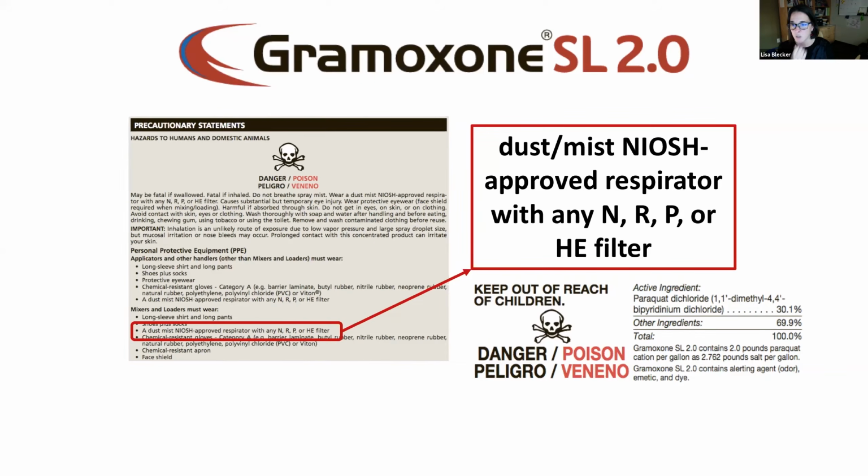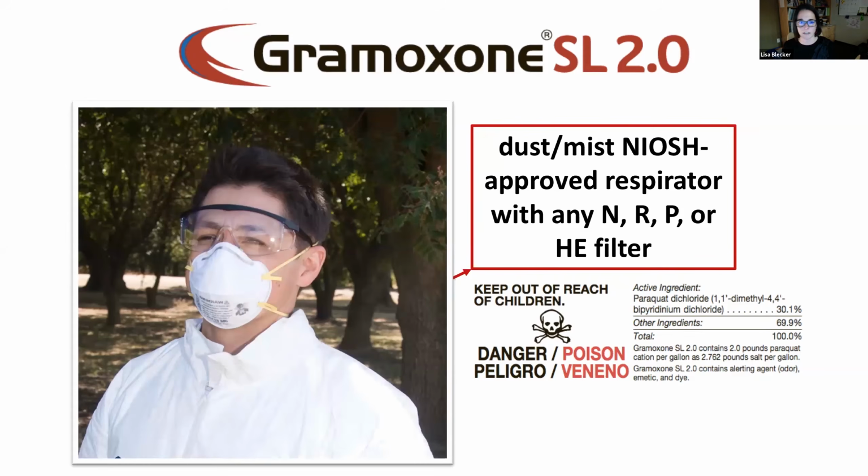So it has to be NIOSH approved. It's very specifically dust mist. So it is a filtering face piece. So you have the N, the R, or the P. So there must not be any oil in this formulation, because you can wear an N and it's totally fine. It doesn't indicate 95, 99, 100. Many of them don't. So any of those is fine. So in my expert opinion, this is an appropriate respirator for Gramoxone SL 2.0. There are no organic vapors. It doesn't say anything about organic vapors on that label.